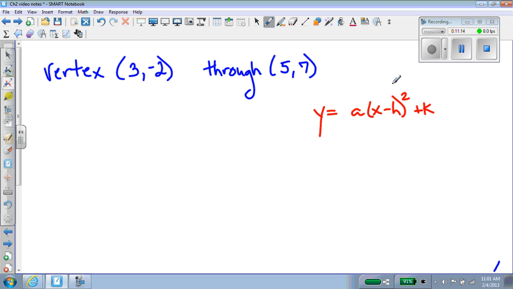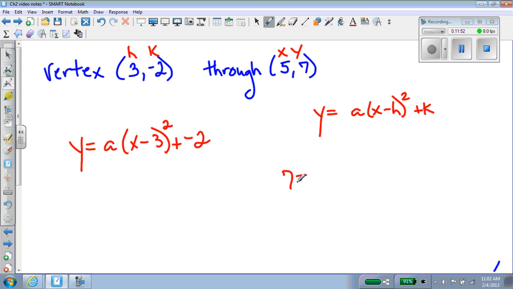Okay, so the vertex is at h, k. So this is h and this is k. So we're going to get y equals a times x minus 3 squared plus negative 2 or minus 2. And just like when you know the slope and you don't know the y-intercept, when you know the vertex, but you don't know whether it's right side up, upside down, tall, short, however, we're going to use this point, we're going to plug this in as x and y temporarily to find a.